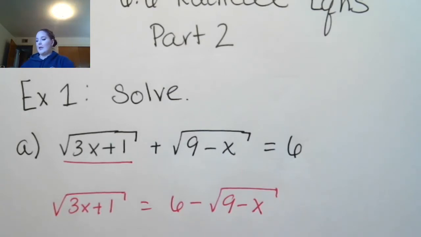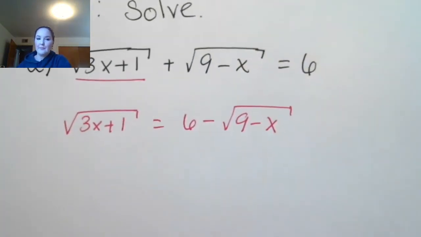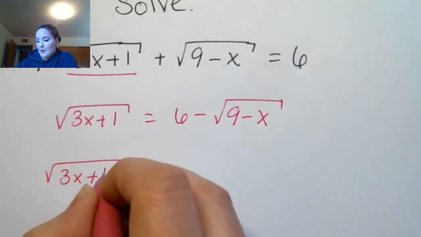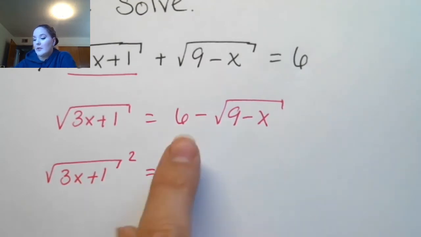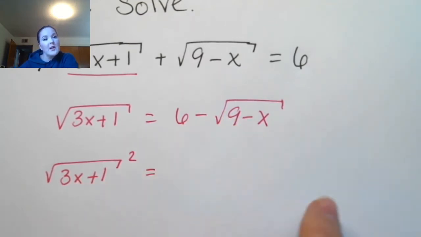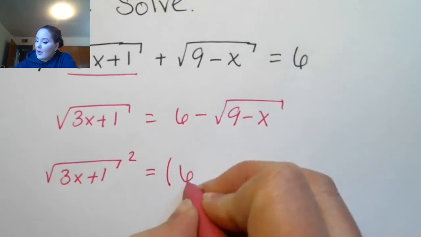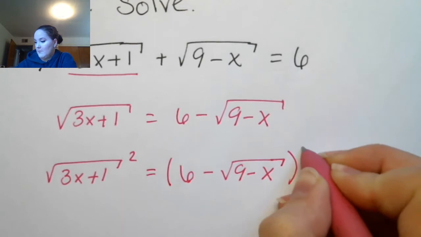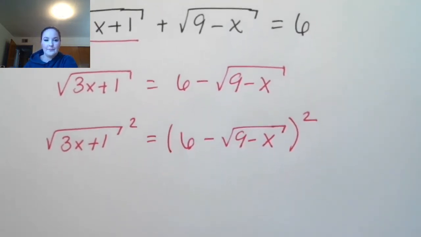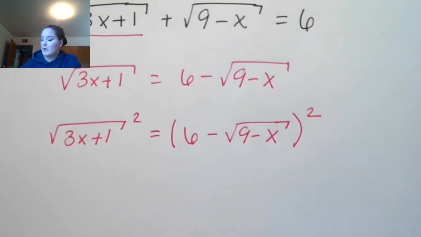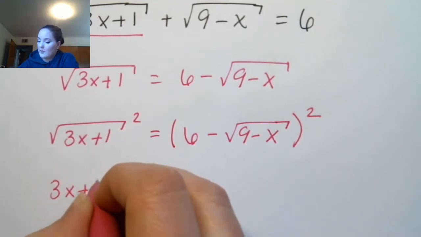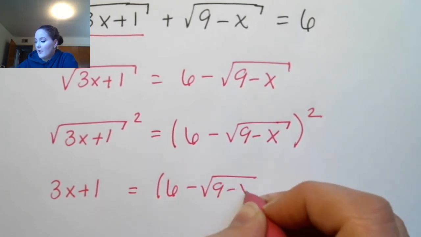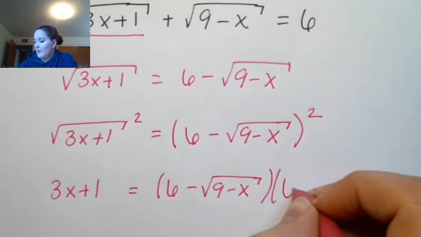Now we're going to square both sides. I'll remind you that, like last time, when you have two terms like this, you want to square them both by putting them in parentheses. Over here, the square root and the square will cancel out, and I'll get 3x plus 1. Over here, I'm going to write out what it means to square something: multiply it by itself.